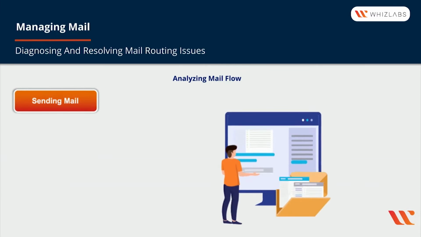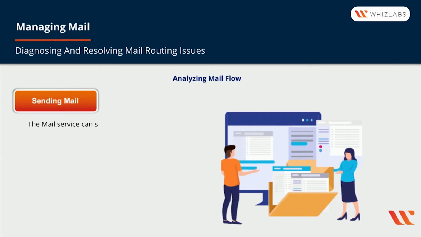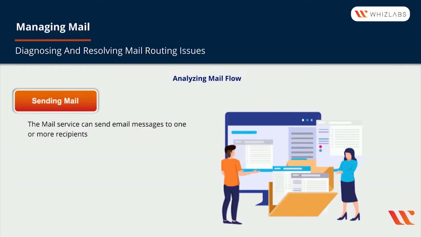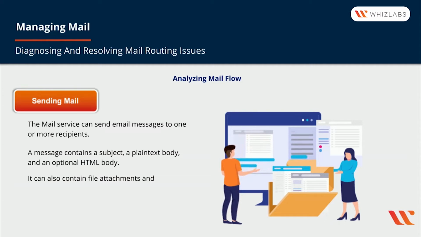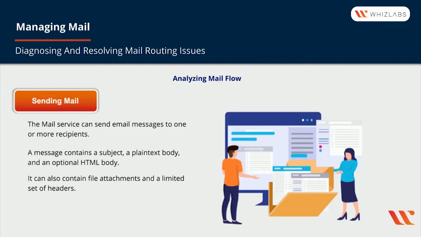Sending the mail to the recipients. The mail service can send email messages to one or more recipients, where a message contains a subject, a plain text body and an optional HTML body. It can also contain file attachments with some limited set of headers, and you can use any email address for a recipient. A recipient can be in the message's To field, in the CC field, or even hidden from the other message recipients. You could say a blind carbon copy.